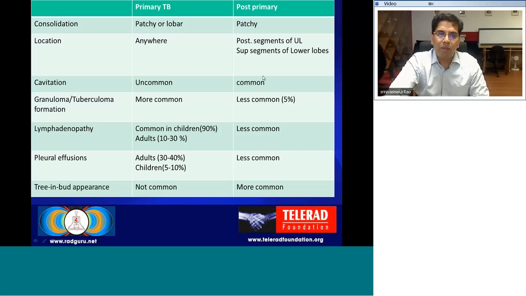Cavitation is uncommon in primary, common in post-primary. Granuloma and tuberculoma formation is more common in the primary, less common in post-primary. Lymphadenopathy again is more common in the primary and seen in 90% of children and less common in post-primary. Pleural effusions are non-specific again, and then tree bud appearance can be seen with both of them. It is not specific to anything, but more commonly seen in the post-primary.